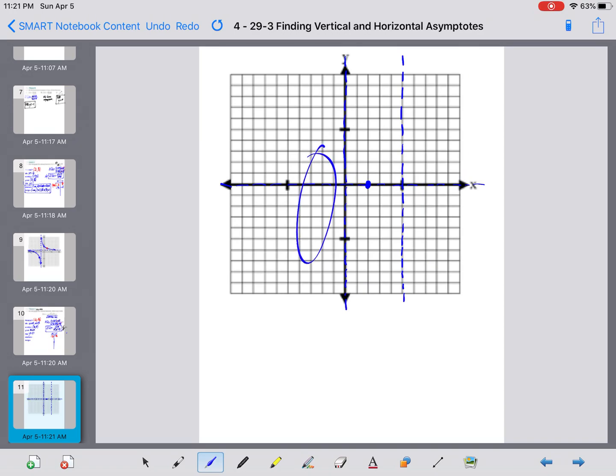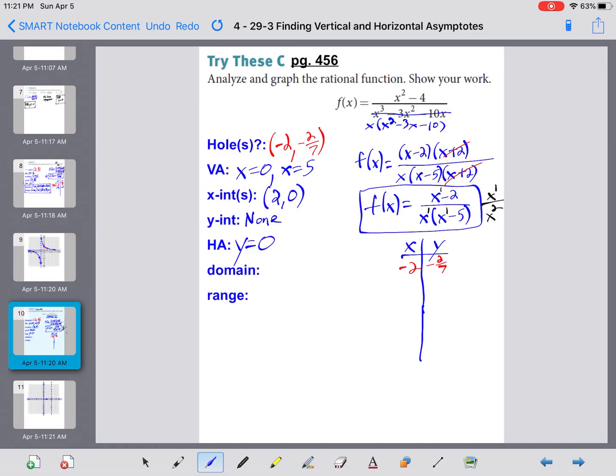So the first region I'm going to mess around with is over here, left of x equals 0, so negatives. Let's plug in -1. Remember, you're plugging into the reduced function here. You might want to write it as x minus 2 over x squared minus 5x if that's easier for you to plug in numbers. I like plugging into the one I put a rectangle around, but either one will give you the correct answers.